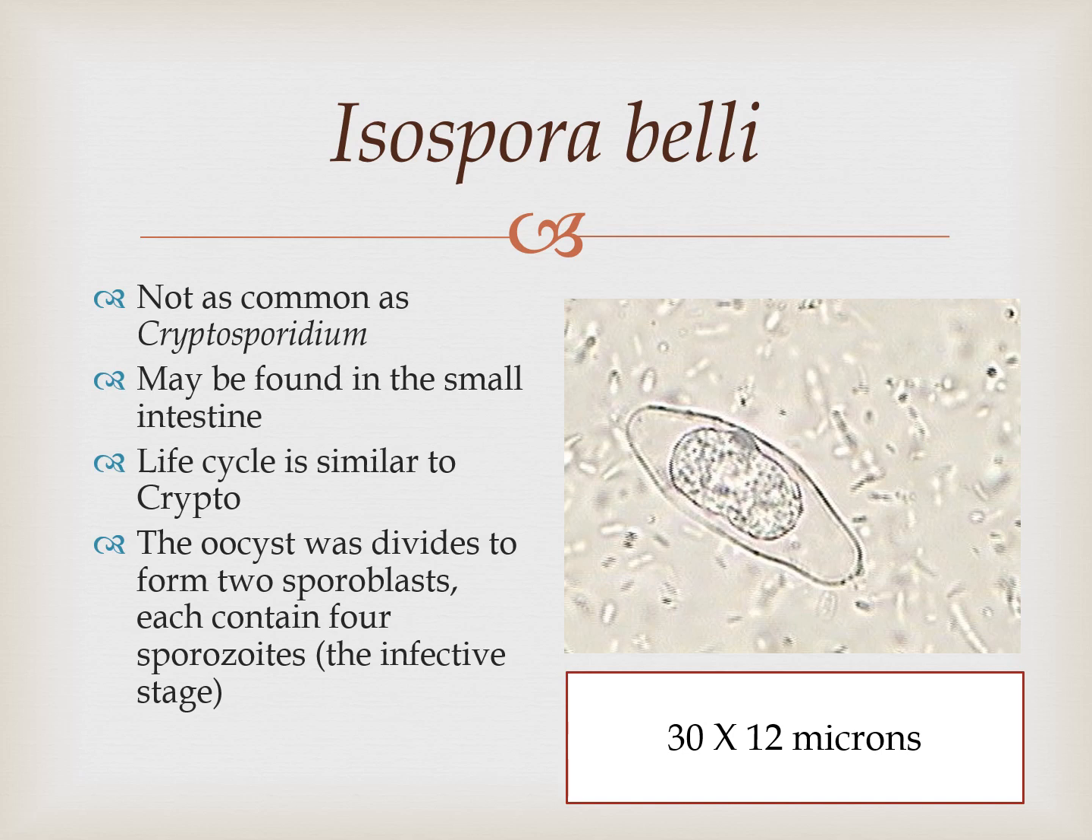You can see on the right-hand side that we have an Isospora belli that has 2 sporoblasts, or 1 sporoblast dividing into 2, and usually it's the sporoblast that stains positive with the acid-fast stain. Each sporoblast contains 4 infective sporozoites, and you can see that the whole Isospora belli is very elliptical in shape and is about 30 by 12 microns.